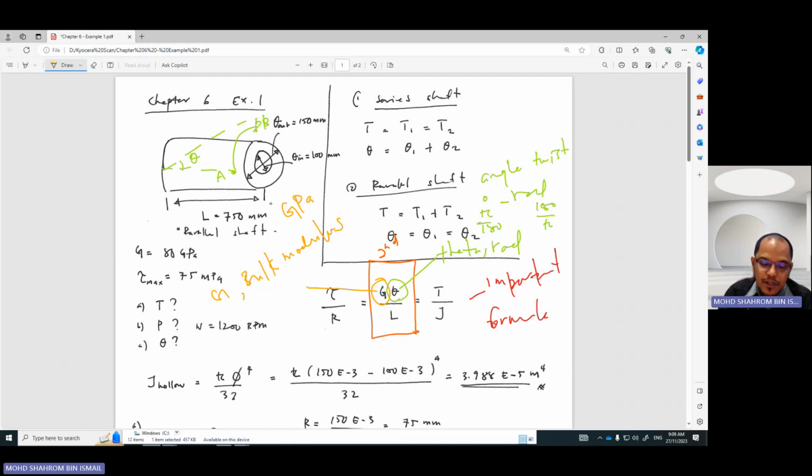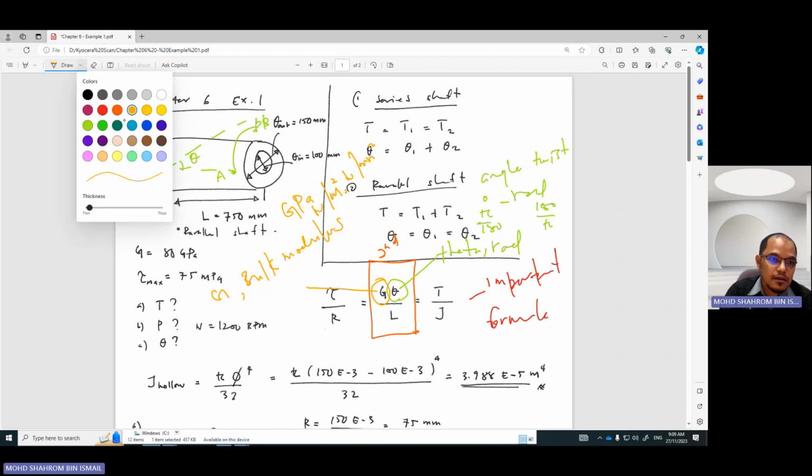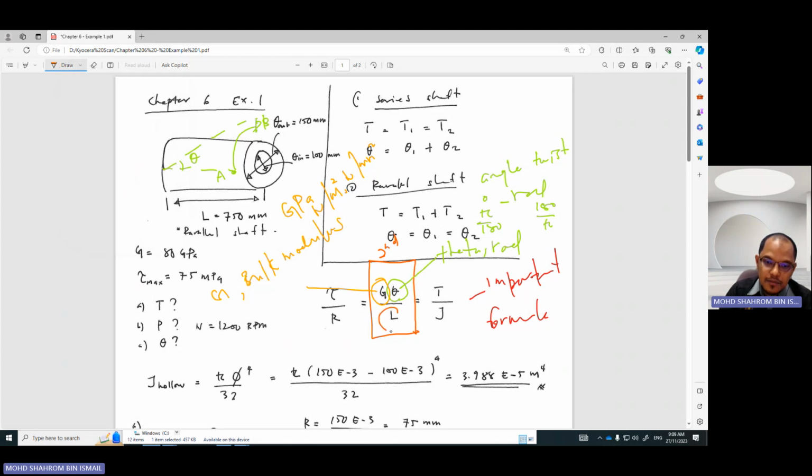G ni dia punya vektor magnitude skala lah. Dia boleh jadi kilo, dia boleh jadi giga, dia boleh jadi mega. Tapi yang paling penting sekali ialah dia Newton per meter kuasa 2 ataupun Newton per milimeter kuasa 2. Alright. Last one, L ni ialah length. Length of the structure tu. Dalam bentuk meter ataupun millimeter.